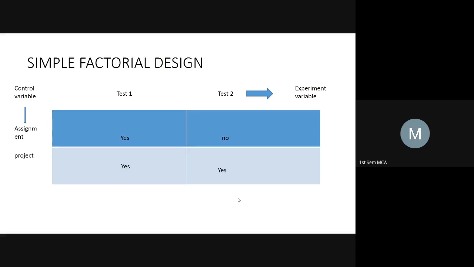Any factorial design with 2 cross 2 factors is called a simple factorial design. Suppose the student 1 has submitted all these things for both the tests. It will be 1 plus 1, it will be 2 in the extreme right. Again 1 plus 1, 2. 1 plus 1 is 2 for assignment and project. So if you take the average, it will be 1.